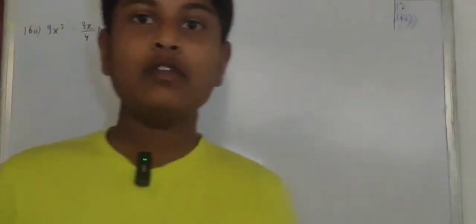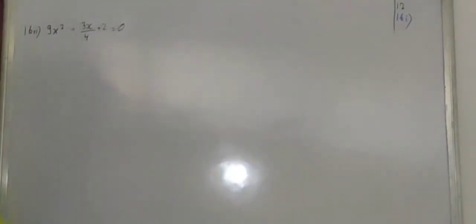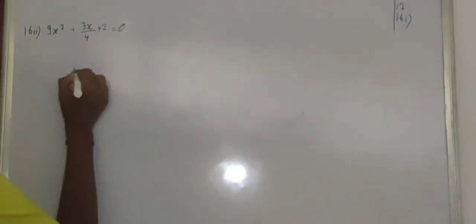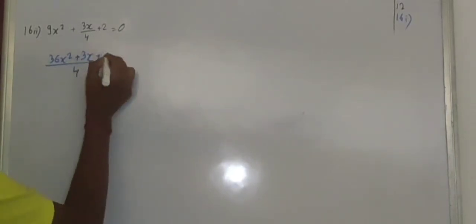It's a normal question, but when you solve it further, you will get to know that it is not a simple question because this is not a quadratic equation. Let's find it out. Take LCM as 4 on both sides. So 4 into 9 is 36x square plus 3x plus 4 into 8 is equal to 0.